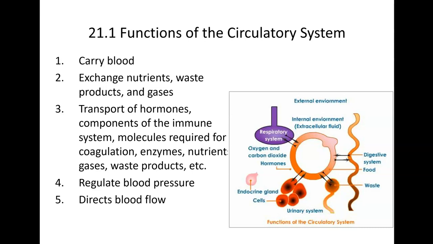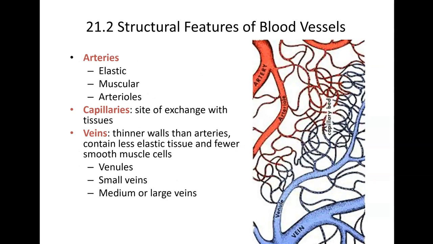We all probably already know that it's going to carry blood, and in that blood we are going to carry nutrients, waste products, and gases that we can exchange with our tissues. We can also transport hormones, components of the immune system, molecules that are required for coagulation, enzymes, and then of course we already have our nutrients, gases, and waste products. We are also going to regulate blood pressure, and we'll get into some of the details soon, and we can direct blood flow.